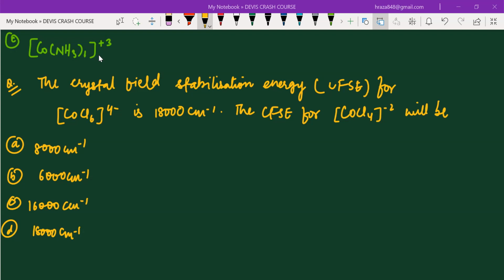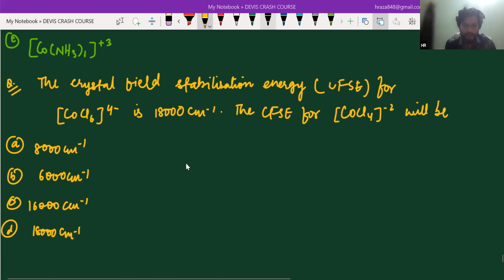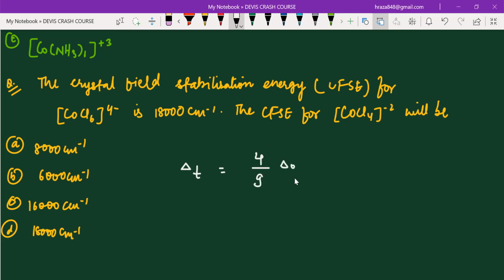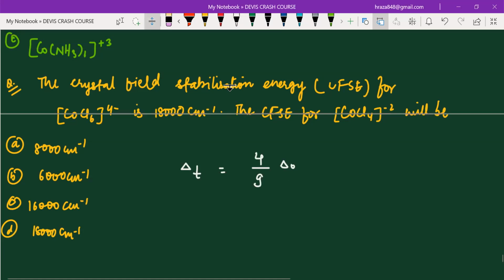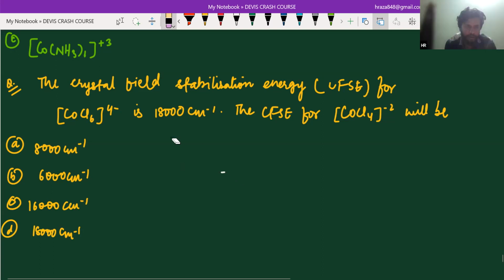So which formula did you apply? I think you applied the formula that I wrote, right? Delta T is equal to what? 4 by 9 delta naught, right? No, I didn't. I just saw that the cobalt in both of them has the same electronic configuration, so I thought both are equal. Okay, not D. It's not D.